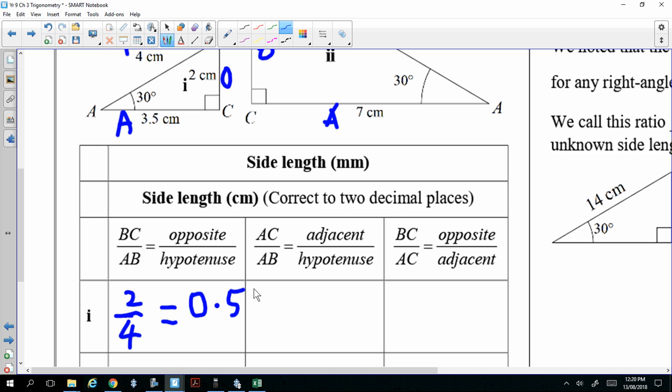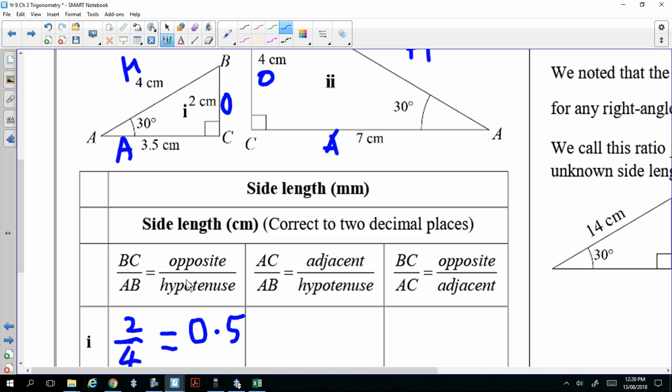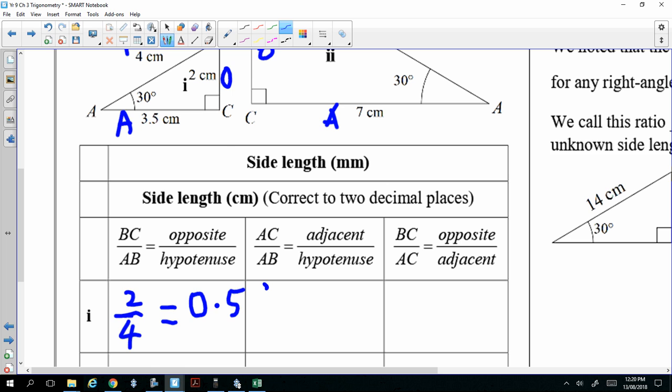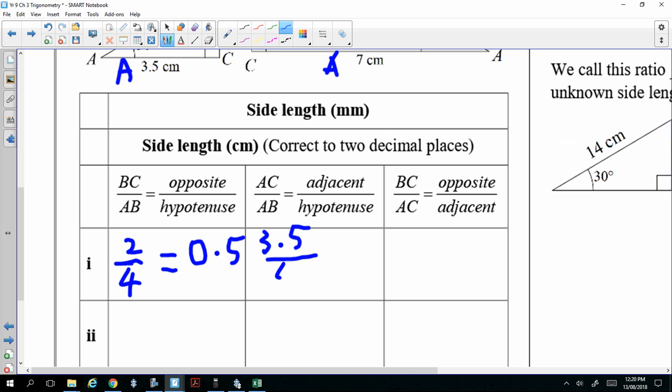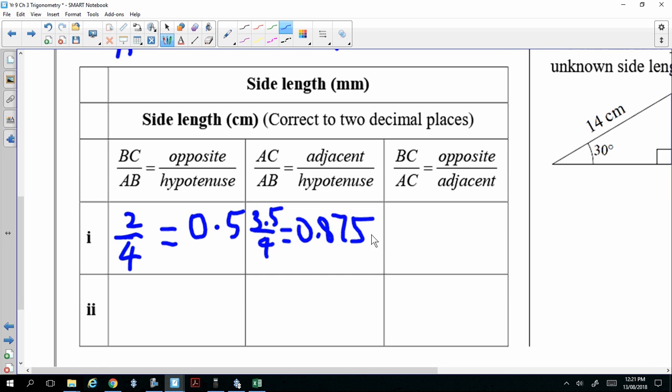Let's do adjacent over hypotenuse. Adjacent is 3.5, right? Over AB, which is 4. 0.875. Okay, let's write this down. Let me write it again. 3.5 over 4 equal to 0.875. Get the idea? Okay, 0.88. Alright, good. Next one.